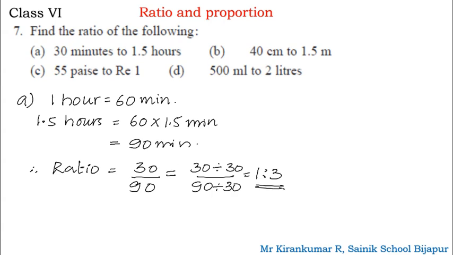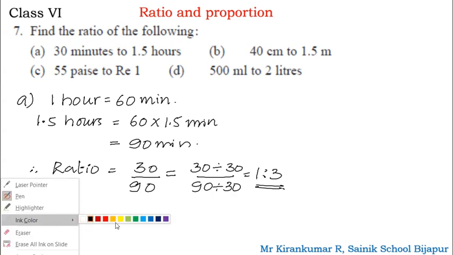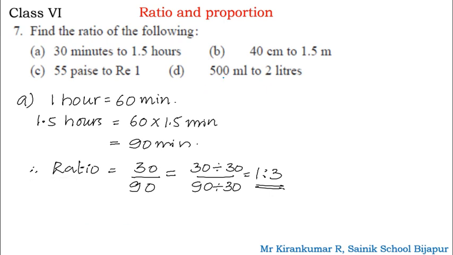I have solved the first one. Now a small homework for you. You will be solving B, C and D and you will check the answer. You must get the answer for this as 4:15. For this, you will get 11:20. For this, you'll get 1:4.